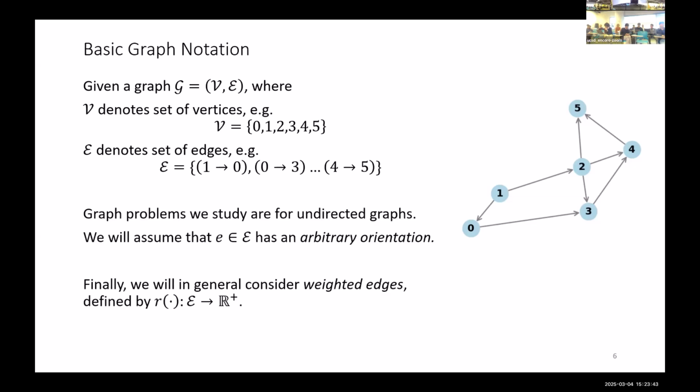The graph problems we study today are going to be defined for undirected graphs. However, we're going to assume that each edge in the edge list has an arbitrary orientation, because it's convenient for various reasons. And finally, in general, we consider weighted graphs, where the weights are given by a function r, which maps each edge to a real number. The choice of the letter r is because it's related to resistance, which we'll look at in the context of solving electric flow.